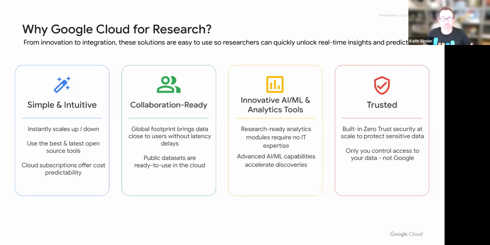And then lastly, everything within Google Cloud is encrypted. It's encrypted at rest and encrypted in transit. So you don't have to think about, is my data secure? That zero trust is natively built in, so you don't have to worry about it.